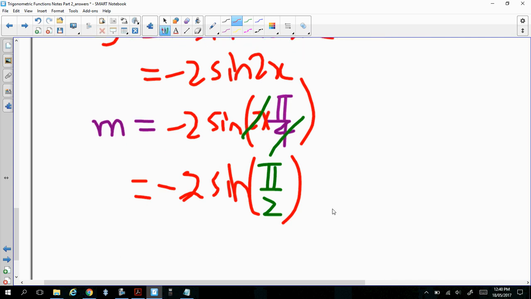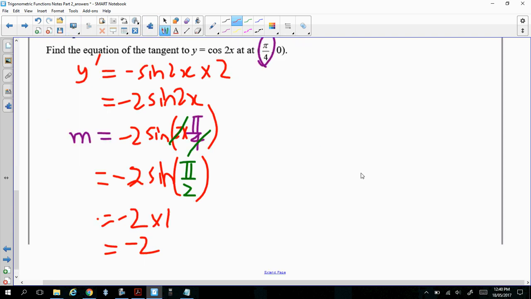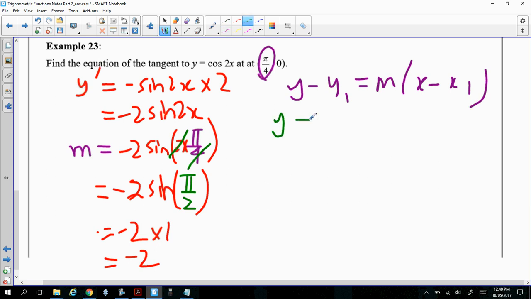Let's write down the formula. The point gradient form is y minus y1 equal to gradient times x minus x1. I think we've got everything. So we continue: y minus the y1, which is 0. m is -2, we just found out. And the rest we got, x minus pi over 4. And you can simplify by expanding: y equals -2x plus pi over 2. That's the tangent.